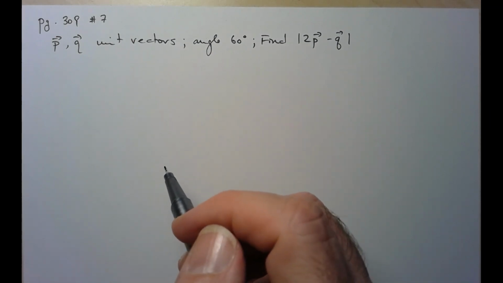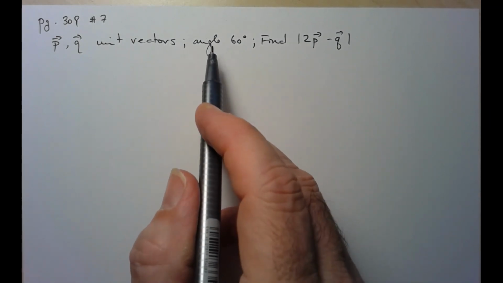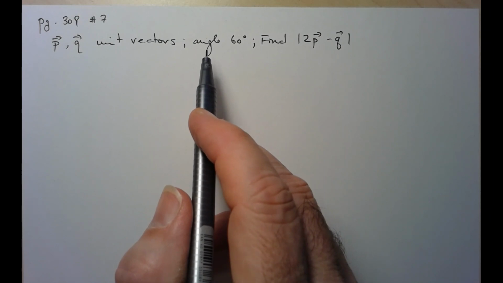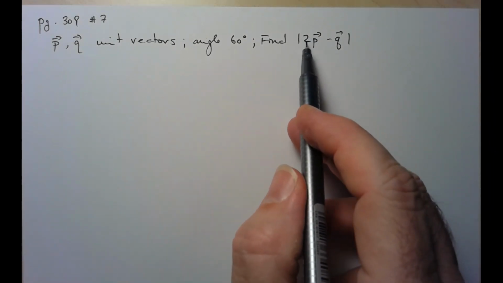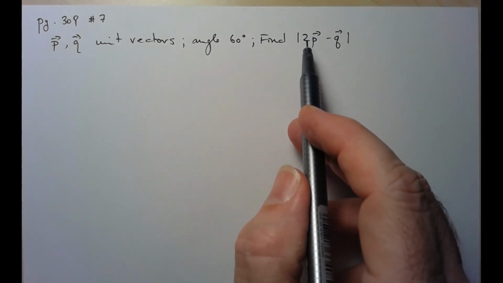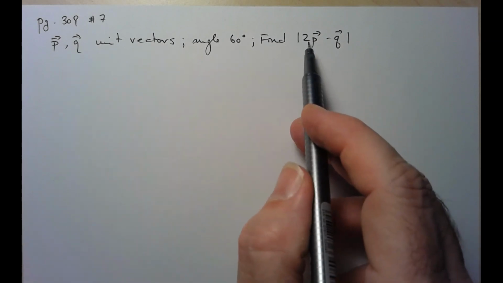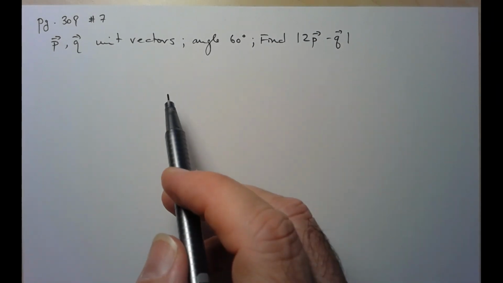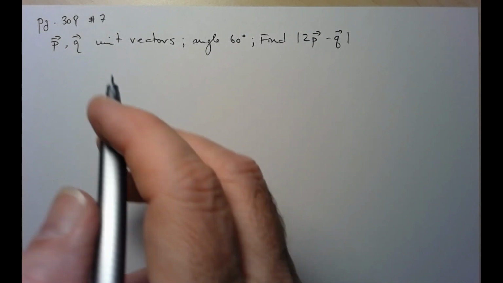All right, so because they're giving me the angle between the vectors, I'm going to place them tail to tail. Here, 2P is just a vector in the same direction as P with twice the length. So it just means that the magnitude is going to be 2. All right, so let's draw that out.